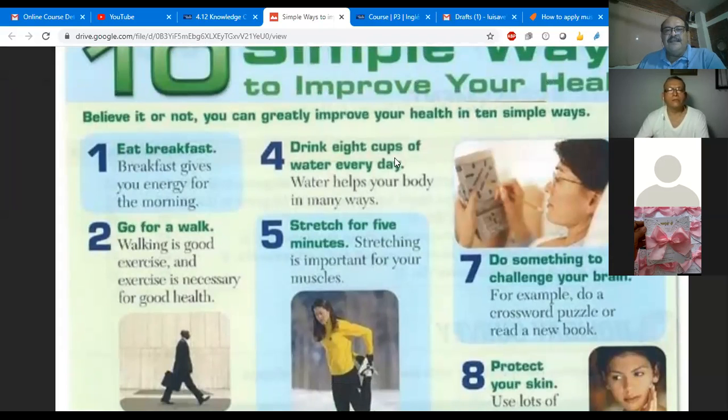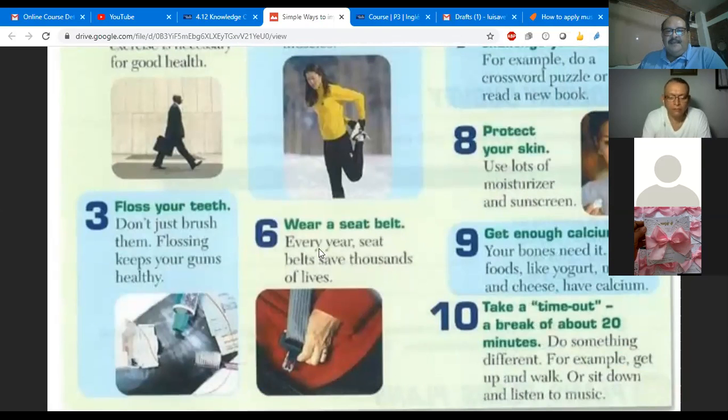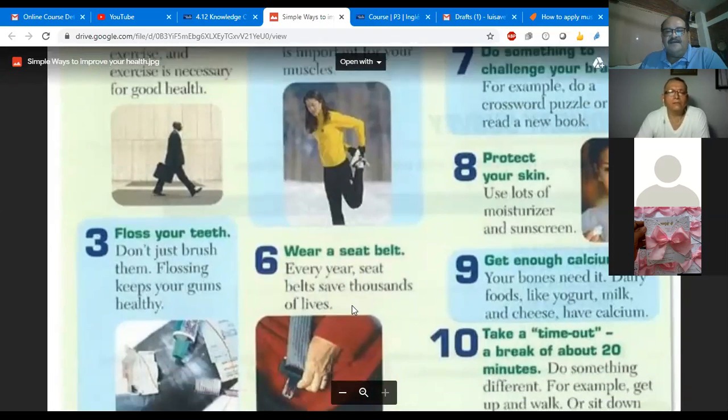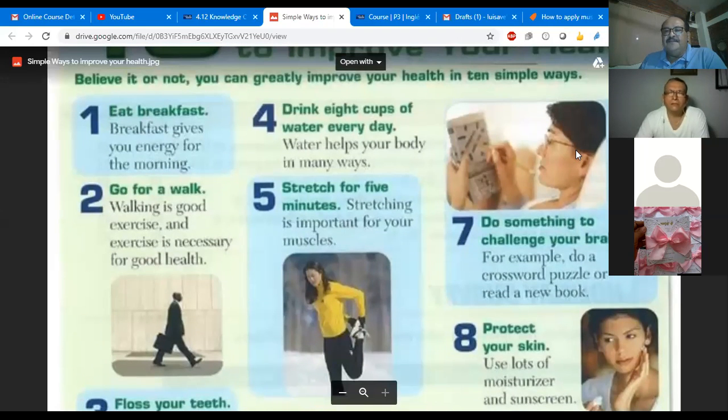4, drink 8 cups of water every day. Water helps your body in many ways. Stretch for 5 minutes. Stretching is important for your muscles. Muscles, correct. Wear a seatbelt. Every year, seatbelts save thousands of lives. Thousands, miles, thousands of lives, miles de vidas. Okay, number 7, do something to challenge your brain. For example, do a crossword puzzle or read a new book.